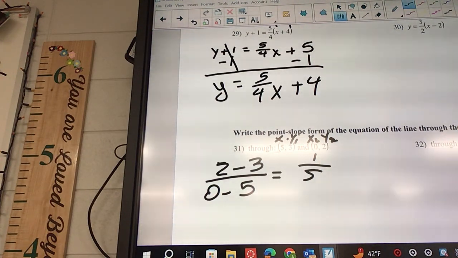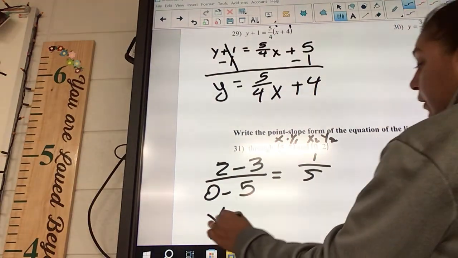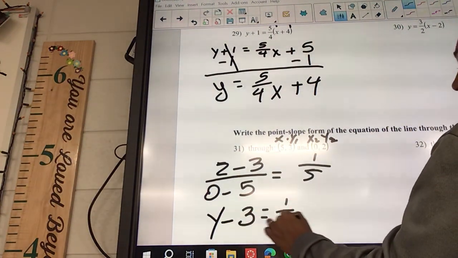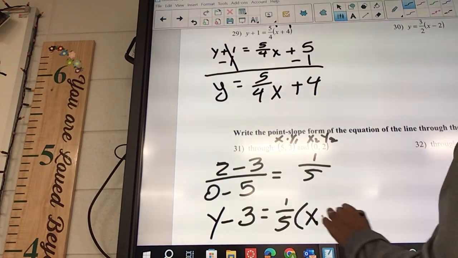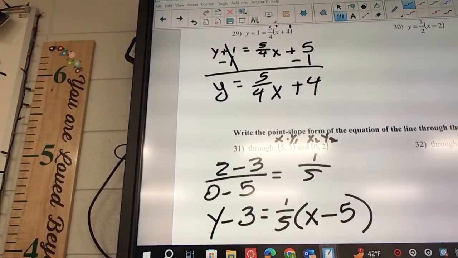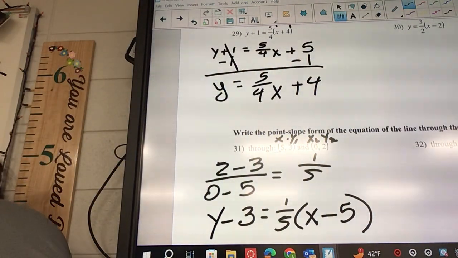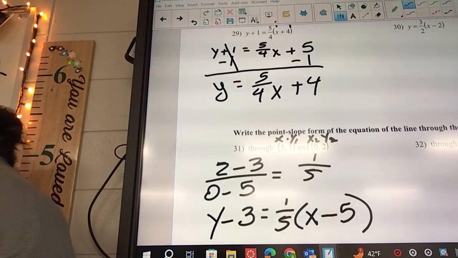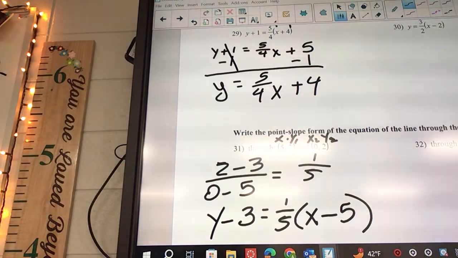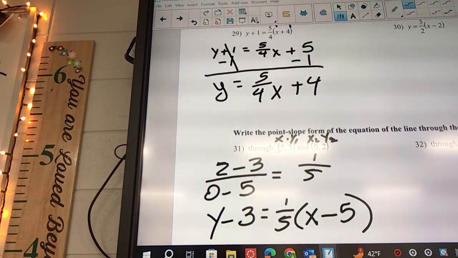which is gonna be y minus y1, which is 3, equals my m, which is 1/5, x minus x1, which is 5. Okay, now, if this said put it in slope-intercept form, you would need to distribute and move stuff over, but it does not. It says leave it in point slope form. And the way I remember, point slope starts with a P, point, okay? So that lets you know to leave the parentheses, okay?